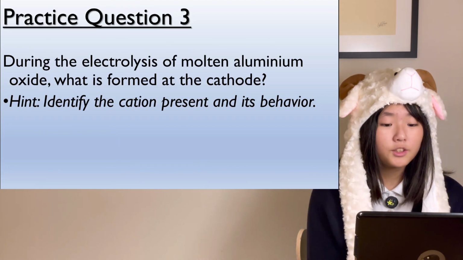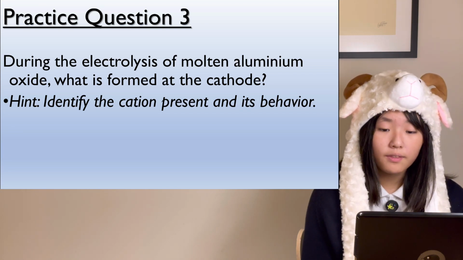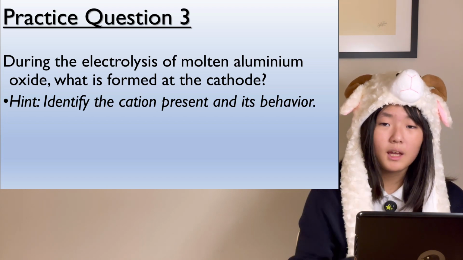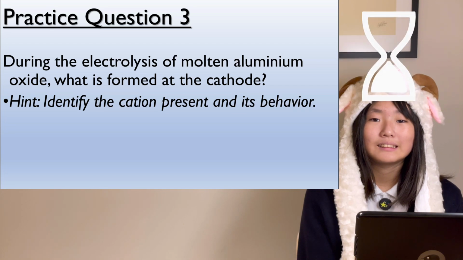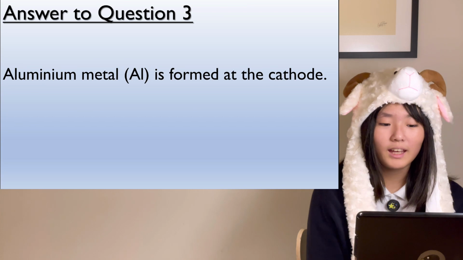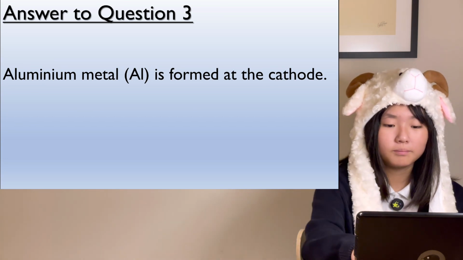Now, I'll give you another question. Number 3. During the electrolysis of molten aluminum oxide, what is formed at the cathode? I'll give you a hint. Identify the cation present and its behavior. The answer is aluminum metal, Al, is formed at the cathode.